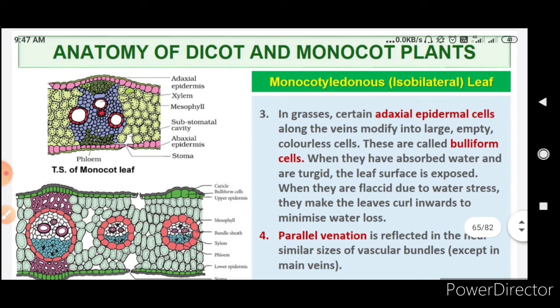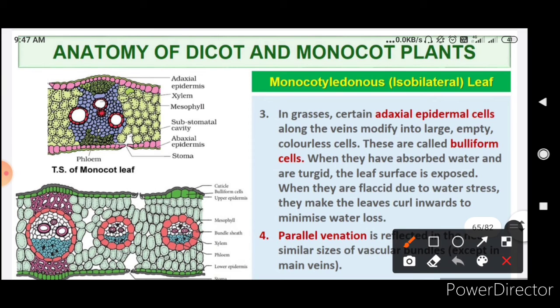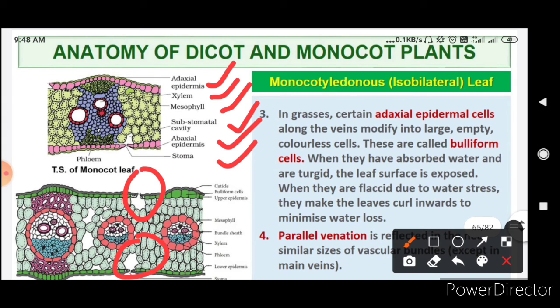Now parallel venation is reflected in the leaf, and similar sizes of vascular bundles are present. In the diagram, you can see the adaxial epidermis, the xylem, and the mesophyll, which is not differentiated. This is the stomatal cavity and this is the stomata, and stomata are present on both surfaces. Also the bundle sheath cells will be present, and bulliform cells will be present here, which help in the flaccidity and turgidity of the leaf.